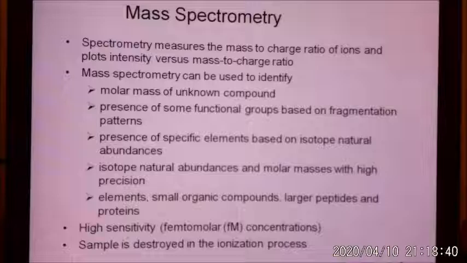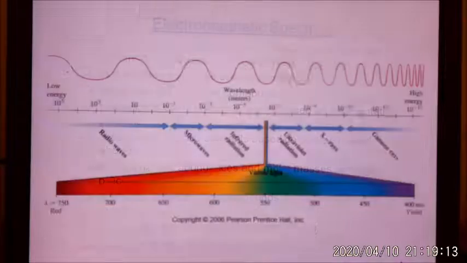So in mass spectrometry, we can be looking at elements. We can look at small organic compounds, and that's what we'll be focusing on. But you can look at larger peptides and proteins, and sometimes we look at mixtures from cells. It has high sensitivity. We'll have femtomolar concentrations, or we're looking at nanogram to picogram amounts of material. Unfortunately, though, the sample is destroyed in the ionization process, so we don't recover our material.